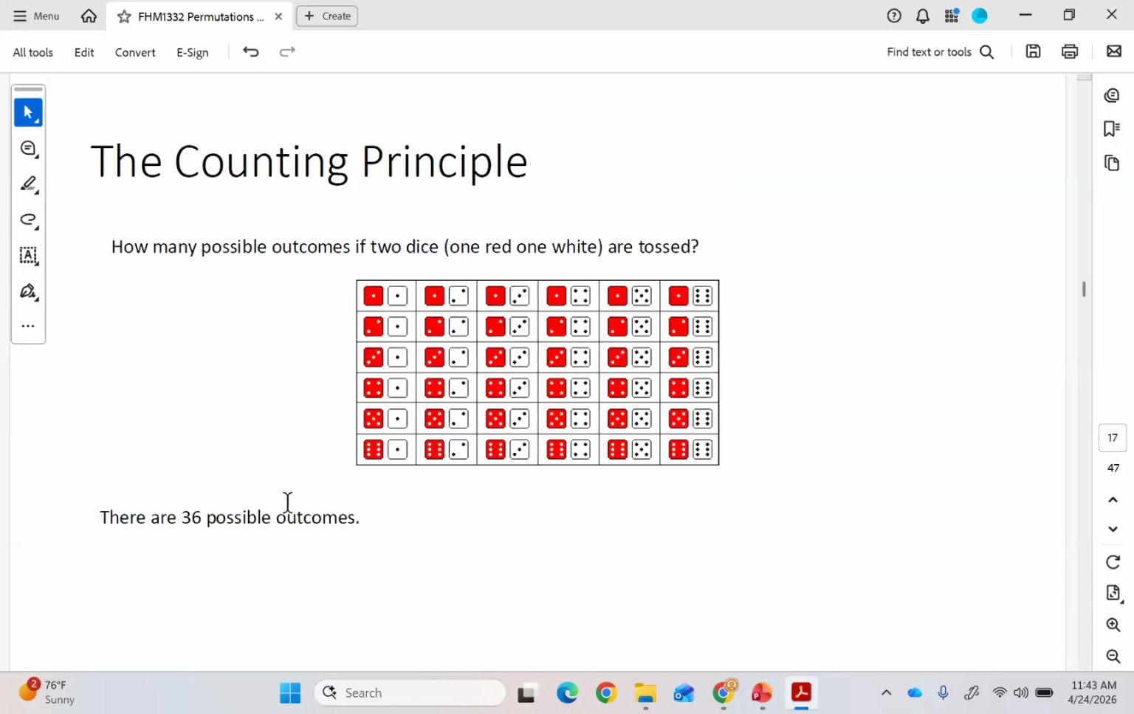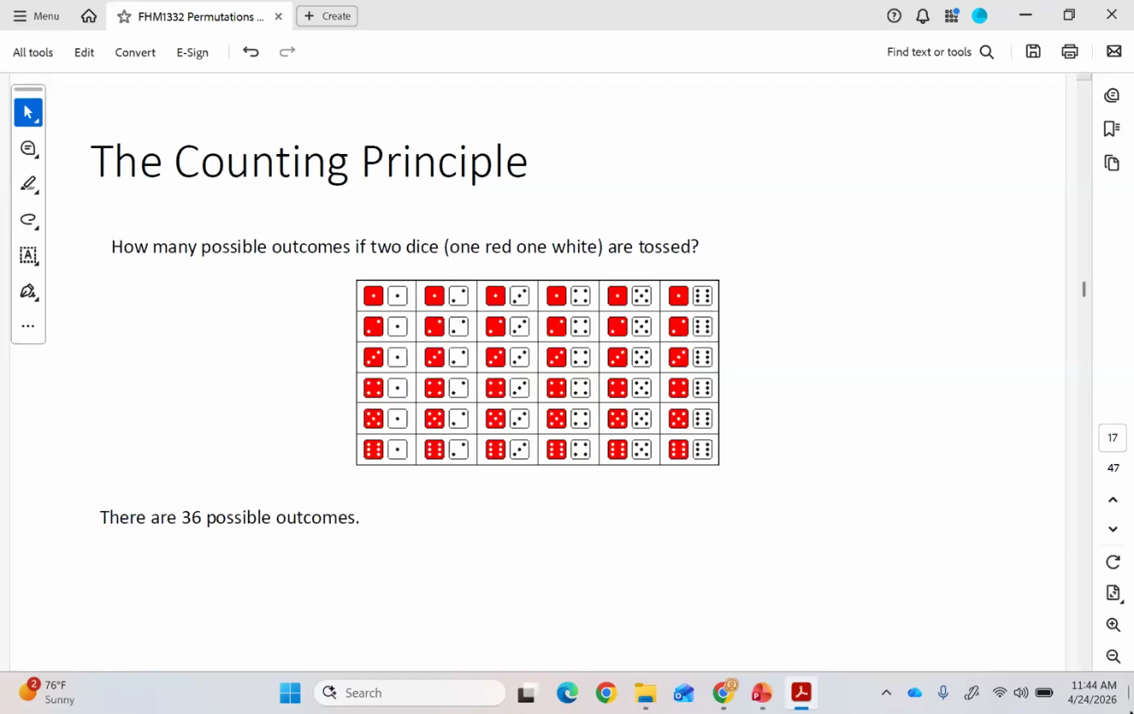All right. So now, how many possible outcomes if two dice are tossed? And to differentiate them, we're going to think of one of them being red and the other one being white. Students always ask me, does it matter if I have the same die and I roll it twice, or if I roll two of them at the same time or one at different times? And the answer is no. It's still the same outcome. The same sample space applies.